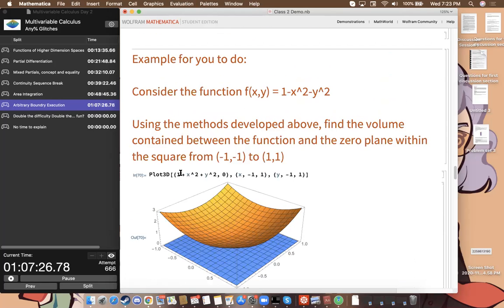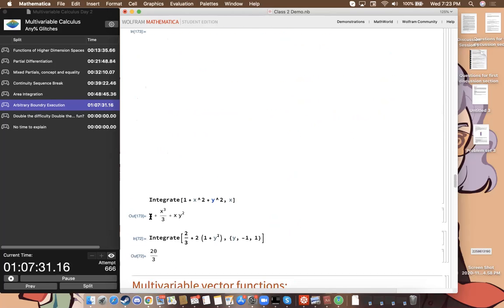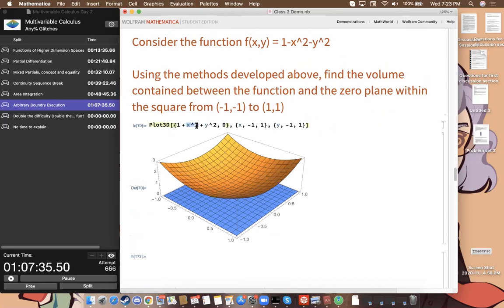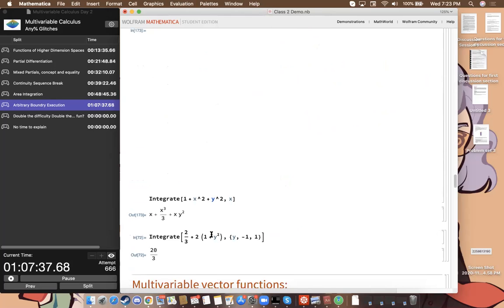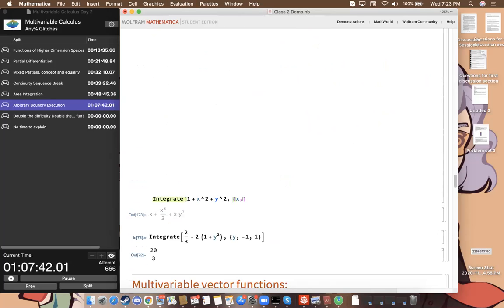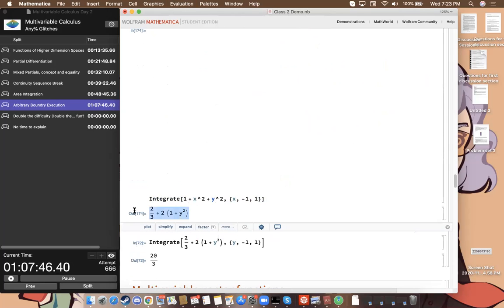Right, so that's the indefinite integral you get. So you integrate, the 1 plus y squared is a constant, so you get a factor of x on that, so you get x plus xy squared, and then you get the integral of x squared is x cubed over 3. And then you plug in your values of -1 and 1, and you get this function, and you do the same thing.